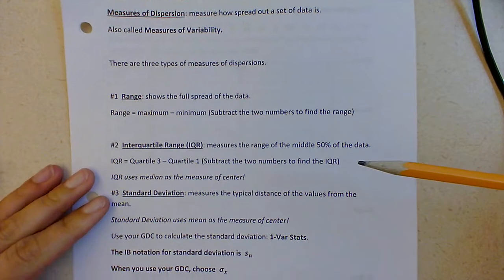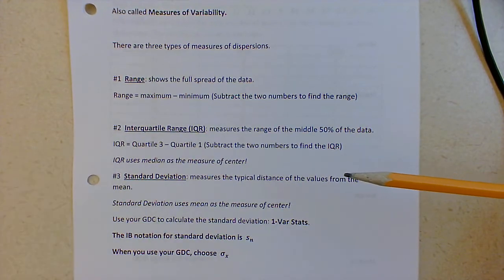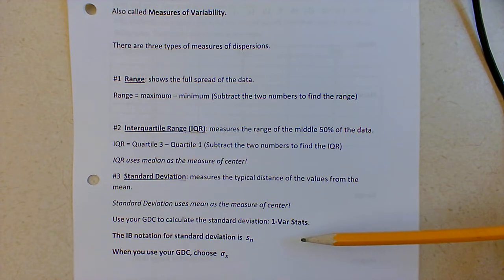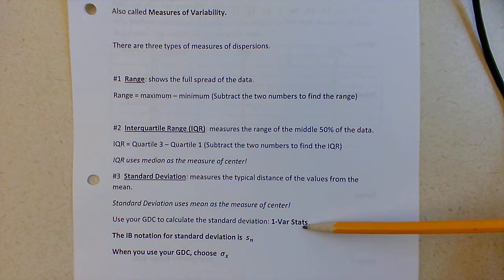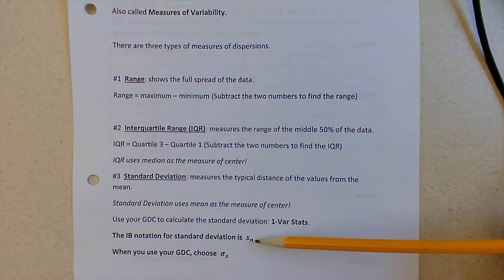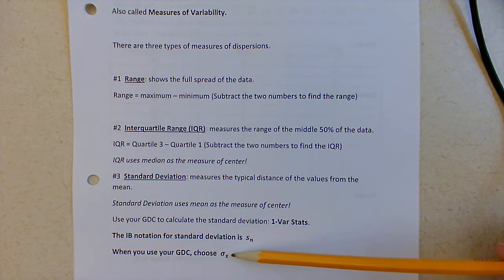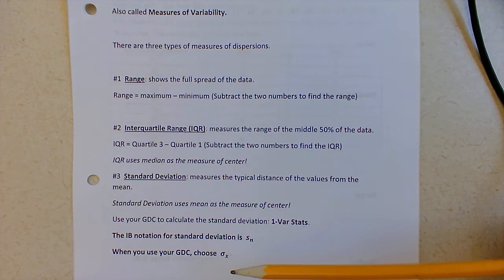The last one, number 3, is the standard deviation. Standard deviation measures the typical distance of the values from the mean. Standard deviation uses mean as the measure of center. Use your GDC, your graphical display calculator, to calculate the standard deviation using 1 variable stats, and that's on that calculator sheet that we've been doing. The IB notation for standard deviation is S sub n. However, when you use your graphical display calculator, they want you to use sigma x. This is a little bit different, so be careful. It's sigma x that they want you to use.